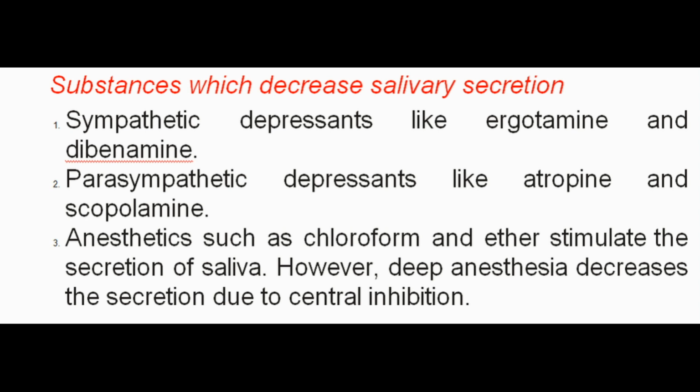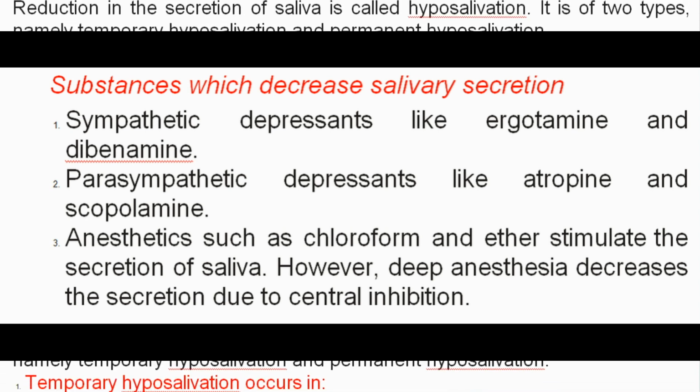Sympathetic depressants like ergotamine and dibenamine. Parasympathetic depressants like atropine and scopolamine. Anesthetics such as chloroform and ether stimulate the secretion of saliva. However, deep anesthesia decreases the secretion due to central inhibition.